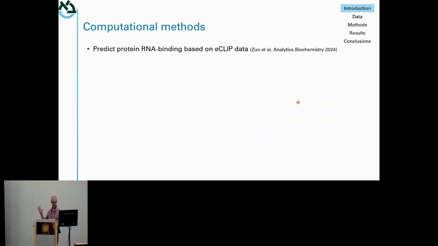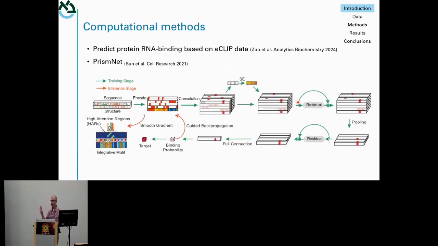Here I'm referring to one such review, but there are many reviews, and many methods out there, including methods developed by people here in the audience, as well as myself. But I will focus on only one method which we compare to. The reason that I'm referring to this specific method, PrismNet, I don't know if the developers are here in the audience, is that it uses cell type specific information. Many of the methods are based on sequence information or structure information, but usually the structure comes from a prediction by RNAfold, not an experimentally measured structure.